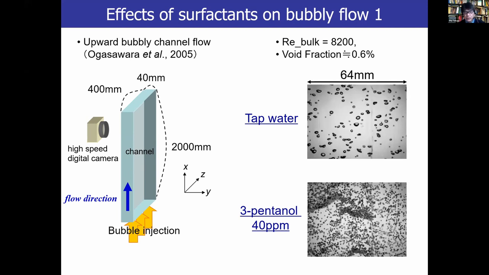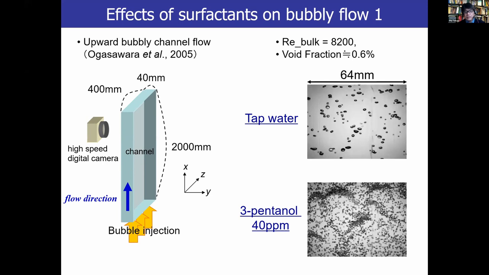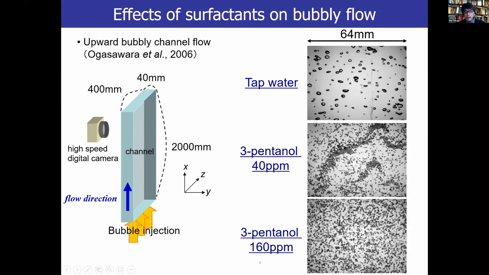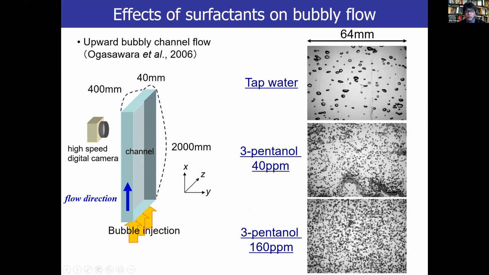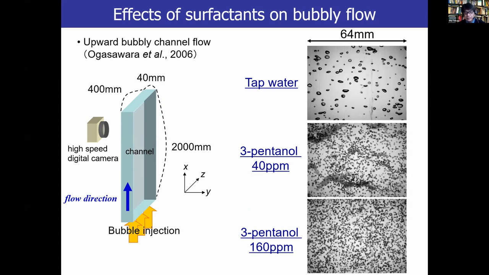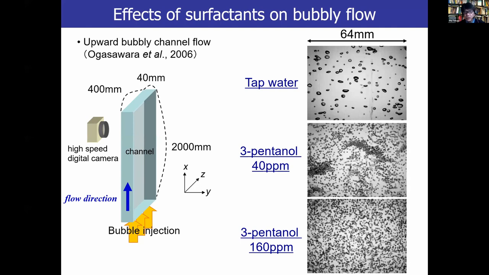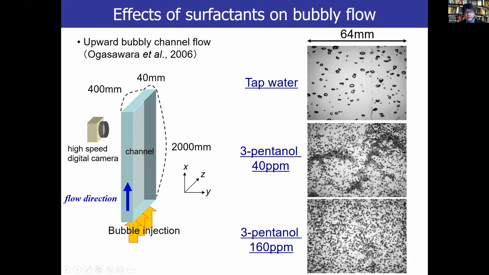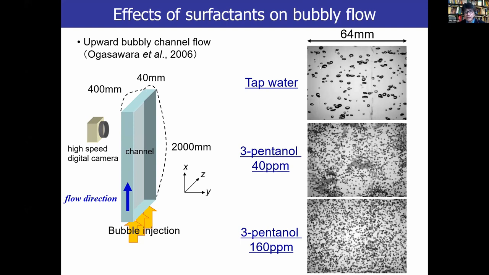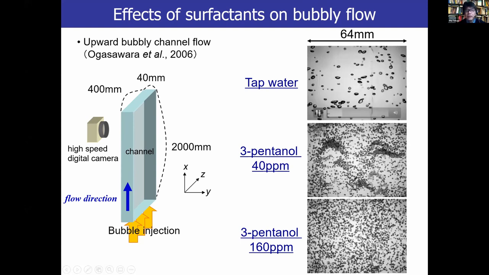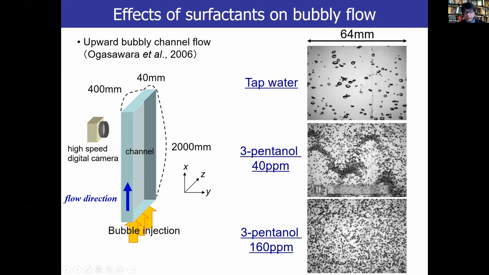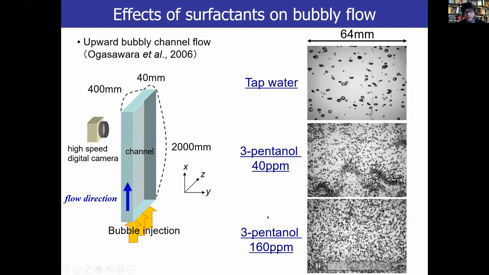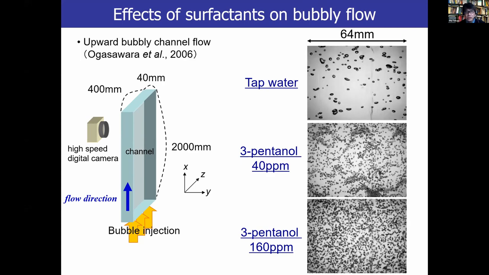So why do we have a bubble cluster here? Then instead of just one shot of 3-pentanol at 40 ppm, if we have 160 ppm, meaning four shots, so four times more surfactant and alcohol, a more drunken bubbly flow, then you don't see the clustering. Okay, so there are different stages. If you don't have alcohol, you have this bubbly tap water flow. If you have a certain amount of alcohol, slightly drunken, you see the clustering. More heavily drunken, then the cluster disappeared. So what happened in this situation?